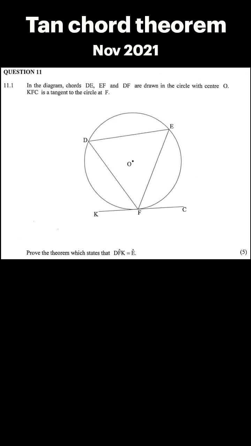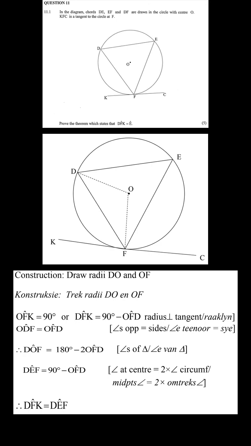And lastly, in November 2021, there was an interesting question where we were asked to prove the theorem which states that angle DFK is equal to the angle E. Now we are going to walk through the proof as it was presented in the memo. The first thing, step number 1, was to construct the radii DO and OF. Once we have constructed, we do the following.